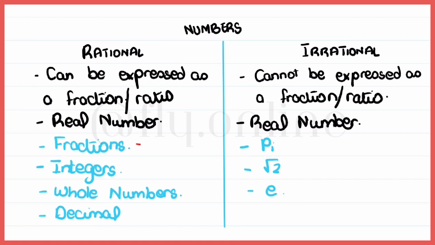Rational numbers include fractions such as 1 over 2, integers such as positive 1, negative 1, whole numbers such as positive 5, decimals such as 0.341. On the other hand, we have irrational numbers which include pi, under root 2, and Euler's number.